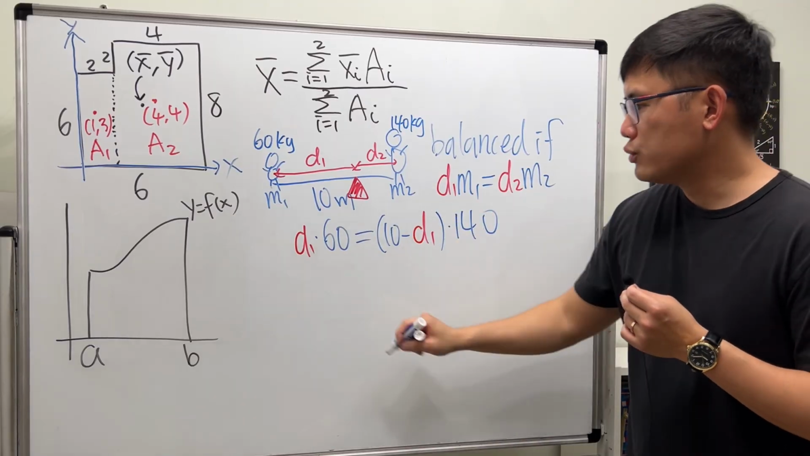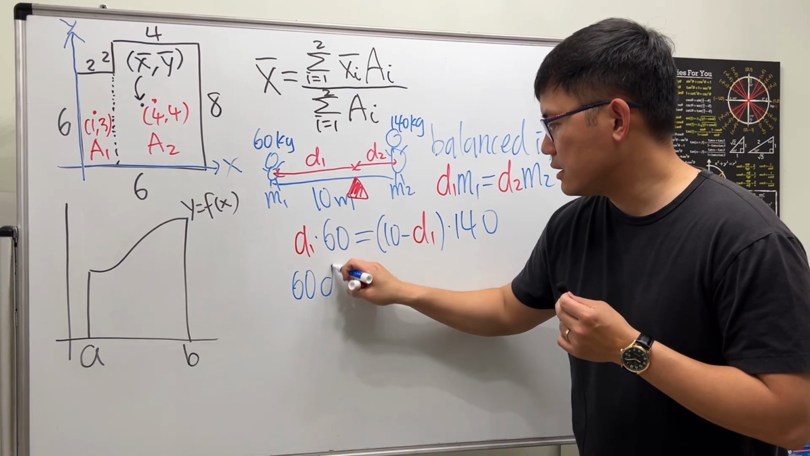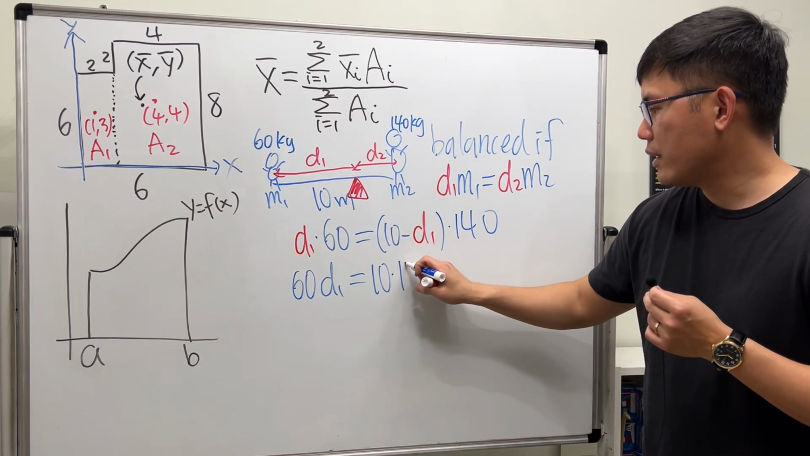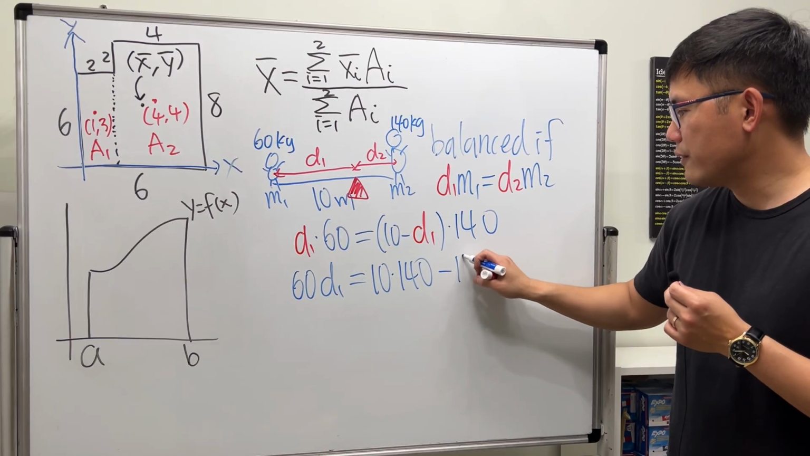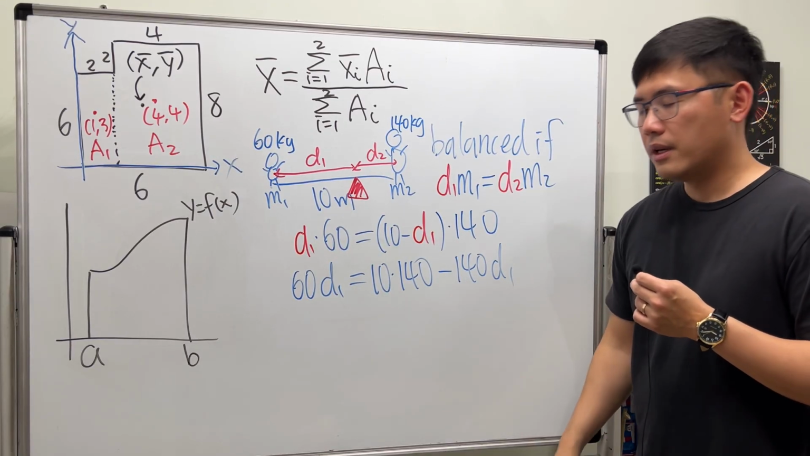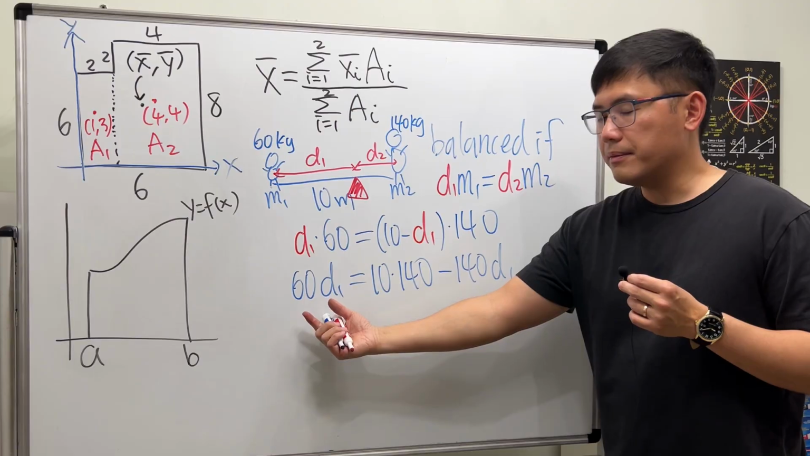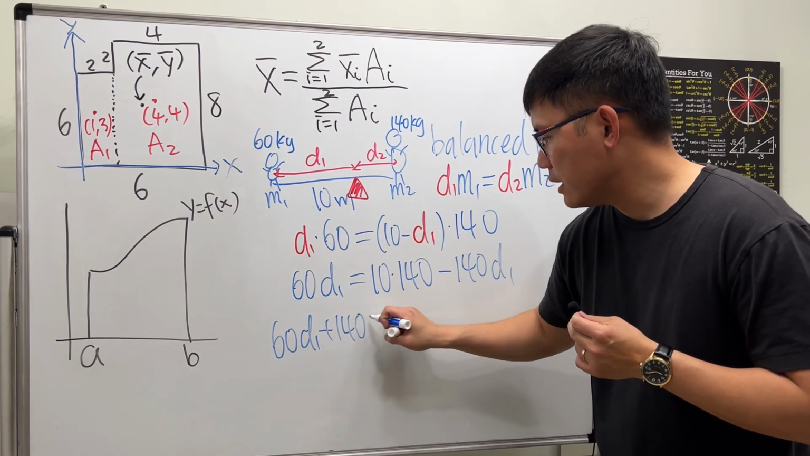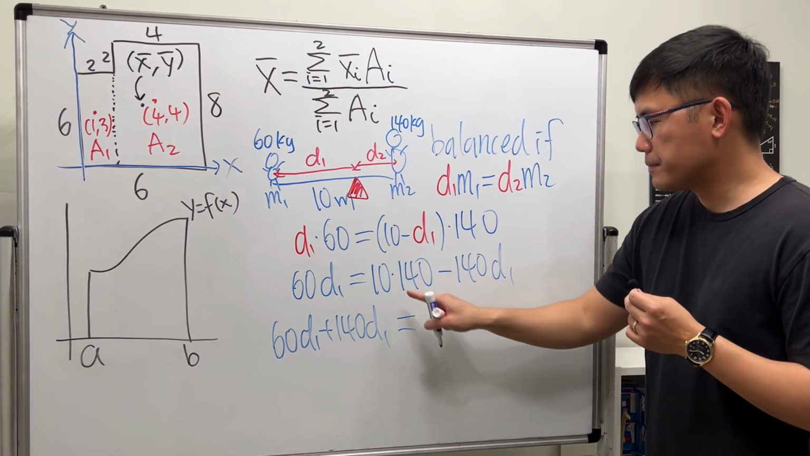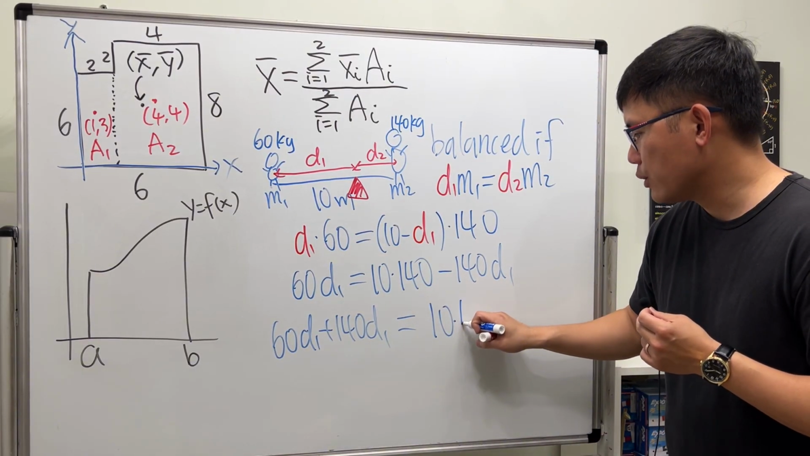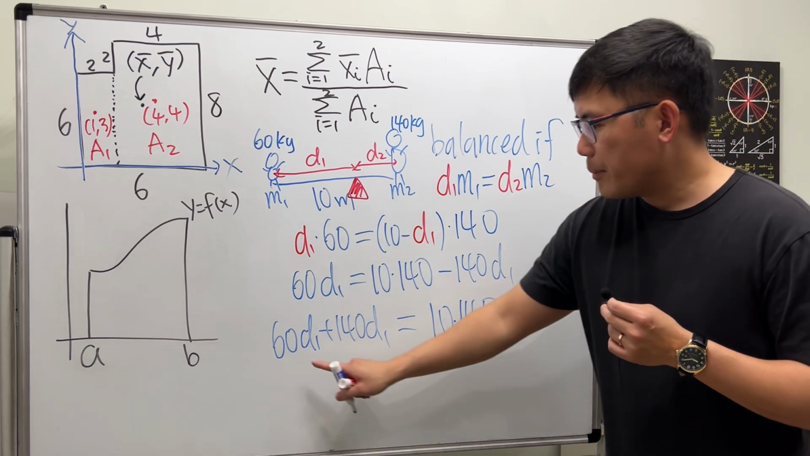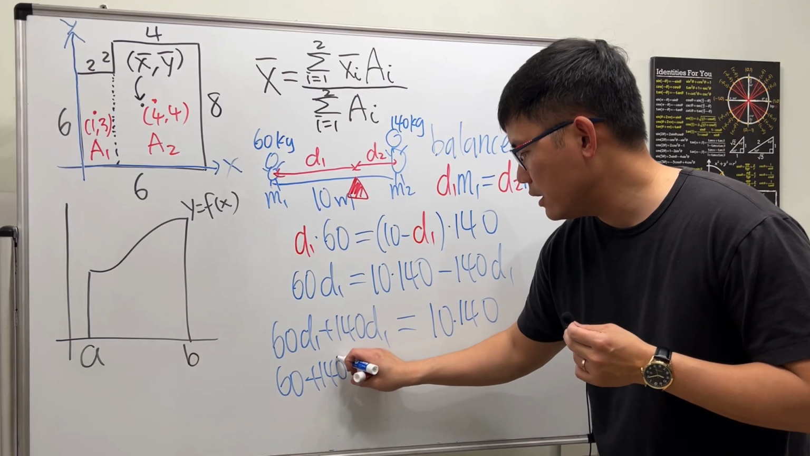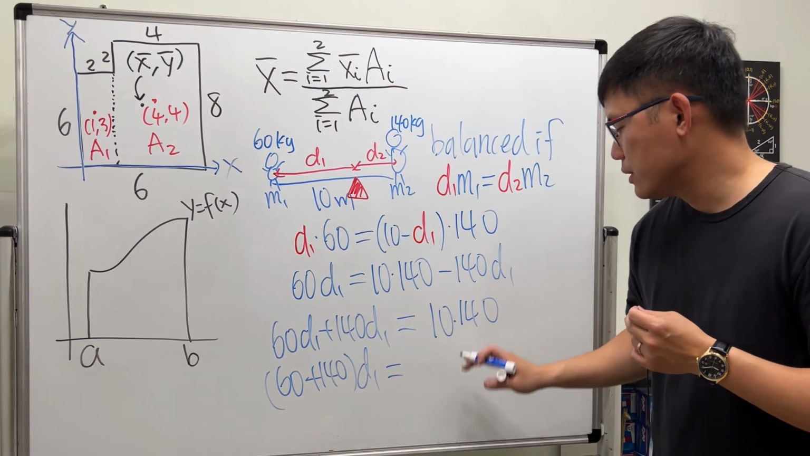I'm going to distribute the 140. I will keep this as 60 D1, and I'm going to keep this as 10 times 140, and then minus 140 D1. I'm going to bring this to the other side, but I'm going to write it as 60 D1 plus 140 D1, and we'll make it equal to this right here, 10 times 140. I'm going to factor out the D1, so I have 60 plus 140, and then D1 equals whatever that is.